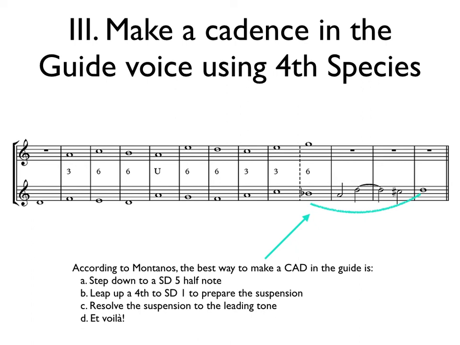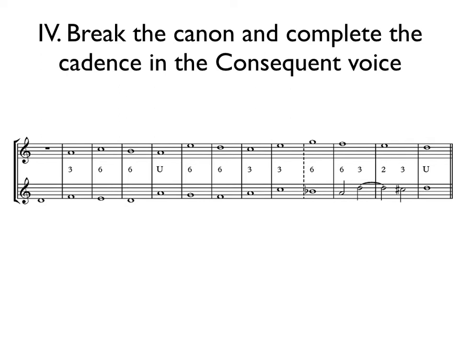So all that's left for us to do now is to break the canon and complete the cadence in the consequent voice. So you'll note that basically from the dotted line, the G is the last note of the consequent voice that's actually following the canon, after which point it breaks, and we move on. So here we go. Oh, proper cadence, just so that you can see that nice and clearly. Here's the recording.